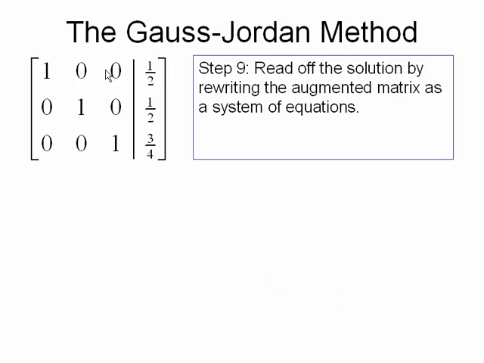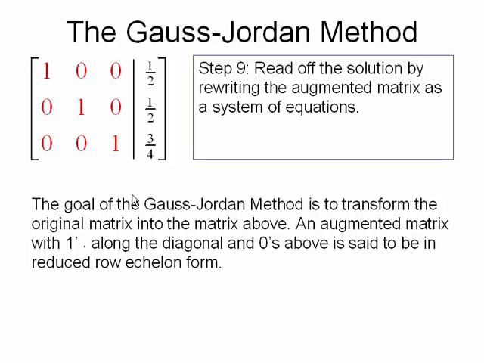So at this point, now that we have the 1s running down this diagonal portion and the 0s around them, this is what we call reduced row echelon form. And we can just go ahead and read off the entries. So the first row tells me that x is a half. The second row tells me that y is also a half. And the third row tells me that z is 3/4.